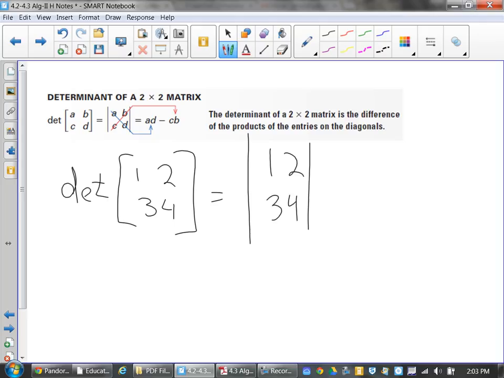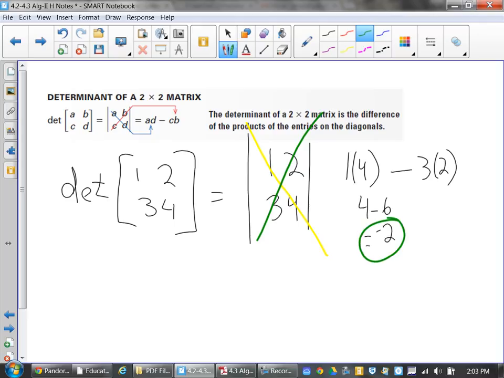All you do is multiply the downward diagonals first, 1 times 4, and from that you subtract the upward multiplied diagonals. So what's 1 times 4? 4. What's 3 times 2? What's 4 minus 6? There's your determinant for that value.